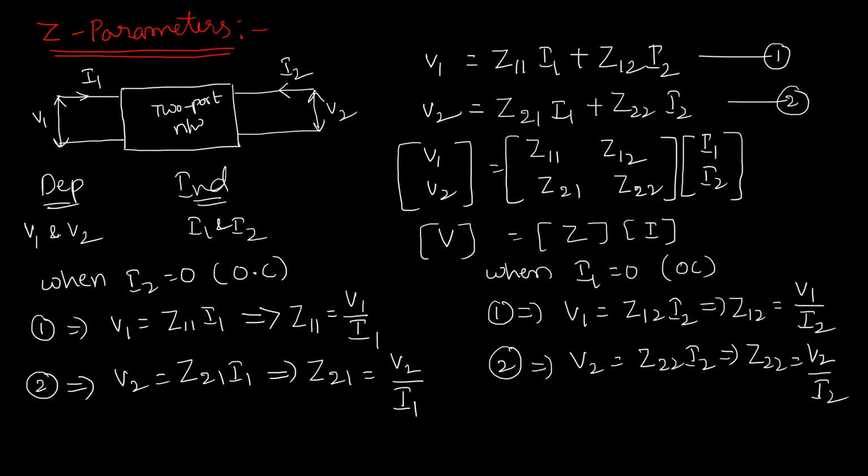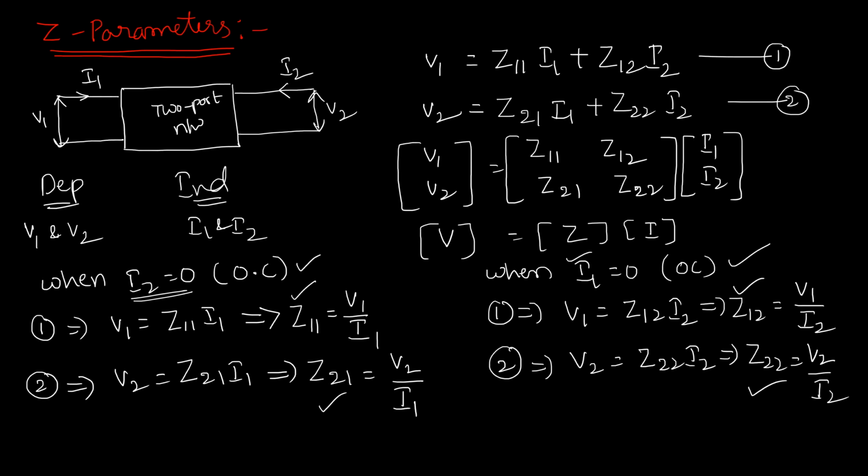That's it. So we have two different conditions. Okay, so when I2 is 0, what parameters are you getting? Z11 and Z21. So when I1 equal to 0, what happened? What parameters can you get? Z12 and Z22.